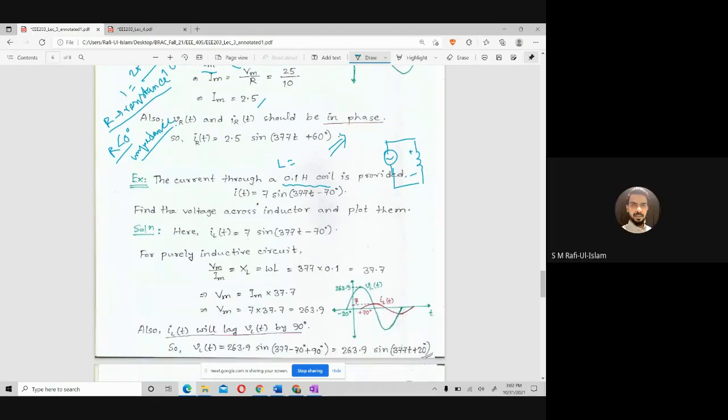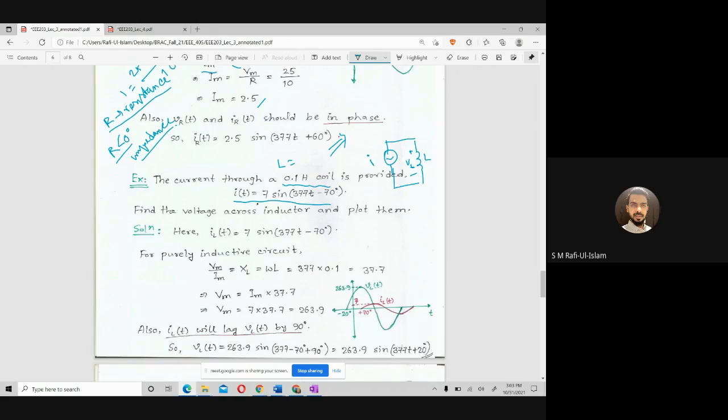The next question: the current through a 0.1 Henry coil is provided by a current source like this. Somebody can draw the circuit, and if you can solve without drawing the circuit, I have no issue at all. This is energized by a current source, unlike a voltage source. Given this current source, find the voltage across the inductor. My target is to find the voltage expression and also plot it. There are two ways to solve.